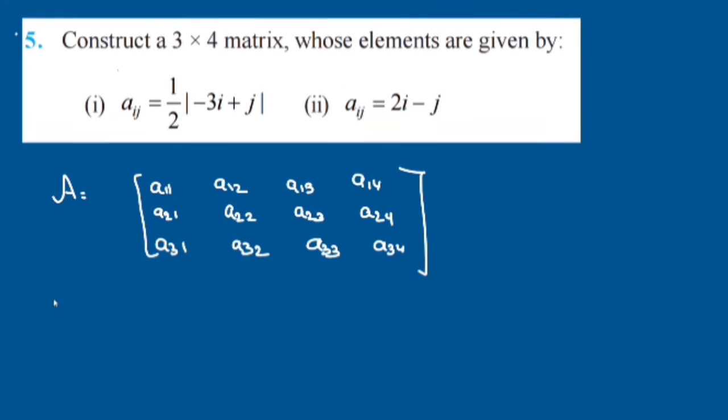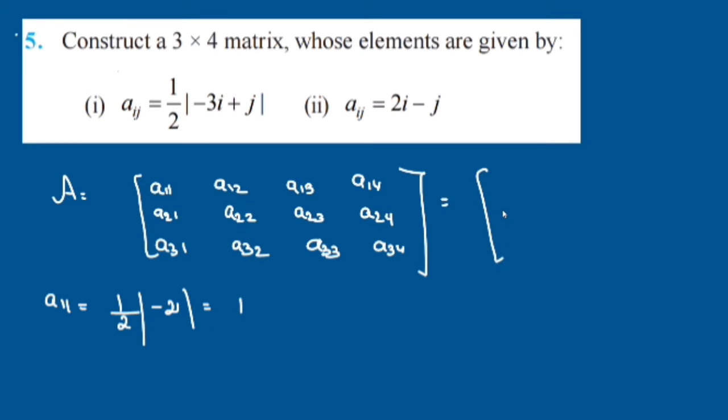So let us first find A11. What is A11? 1 by 2, minus 3 plus 1. Modulus becomes 1. Right? A12. What will be A12? Minus 3 plus 2, minus 3 plus 2 by 2. That is minus 1 by 2. Right? Modulus of minus 1 by 2 will be 1 by 2. A13. What is A13? Minus 3 plus 3, 0.